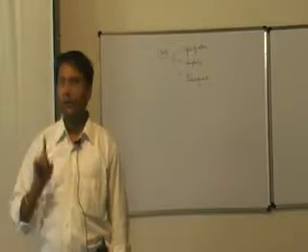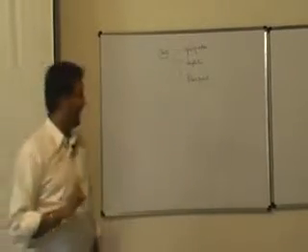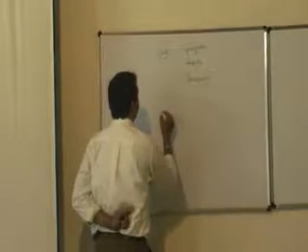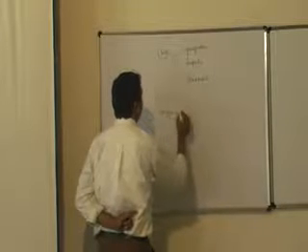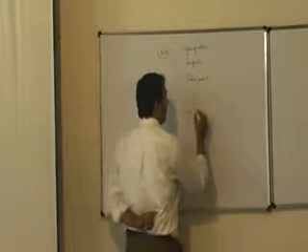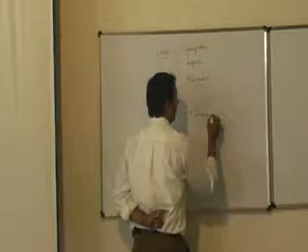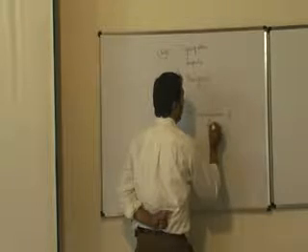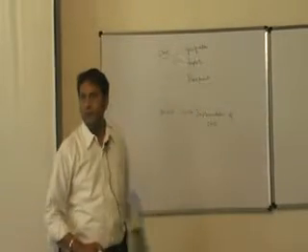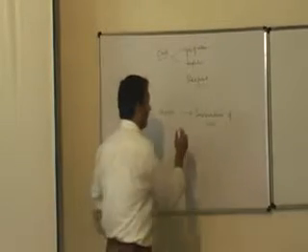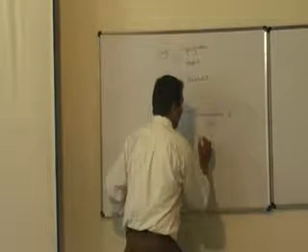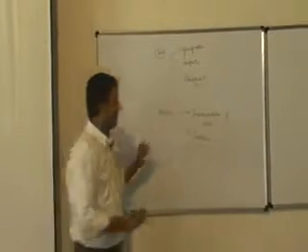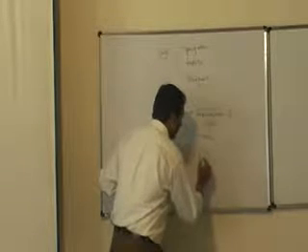Okay. Now next most important thing is object. What is object? Object is the implementation of the class. In other words, it's called instance of class.